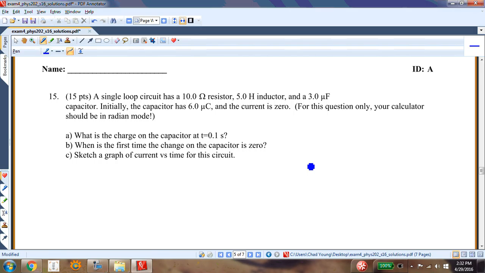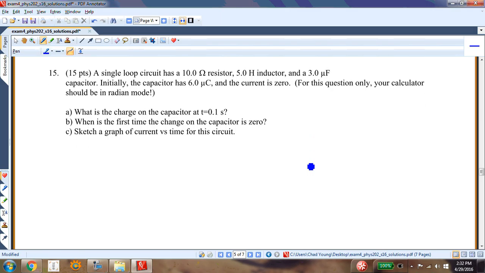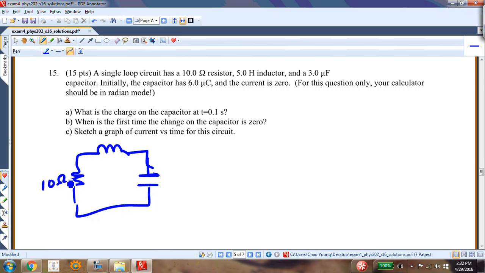Okay, single loop has a 10 ohm resistor, 5 Henry inductor, and a 3 microfarad capacitor. Initially, the capacitor has 6 microcoulombs and the current is 0. This is an LRC circuit, a damped oscillator. You didn't have to draw it, but you could. So I have 10 ohms, 5 Henrys, and 3 microfarads. And then also the charge on that capacitor is 6 microcoulombs.